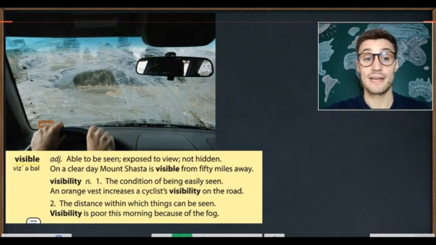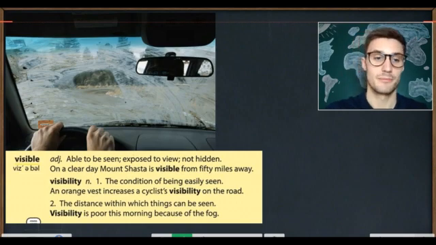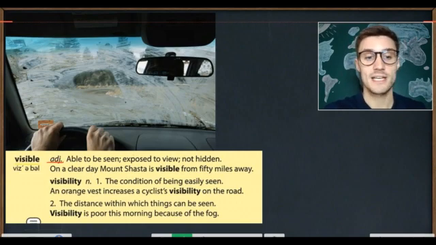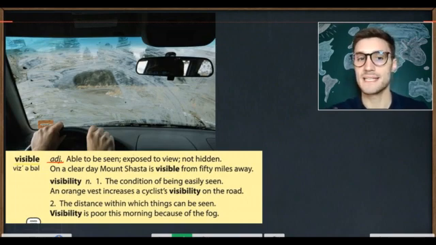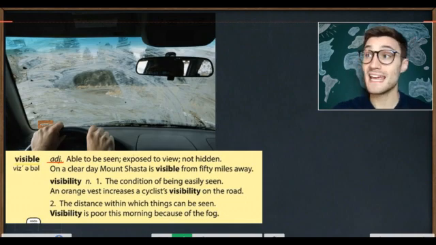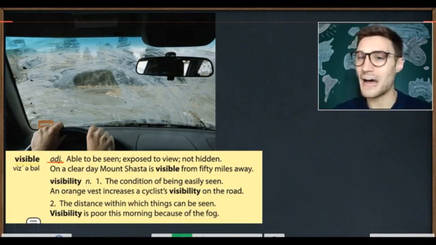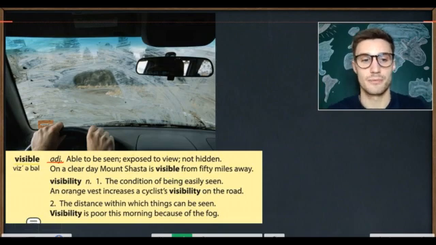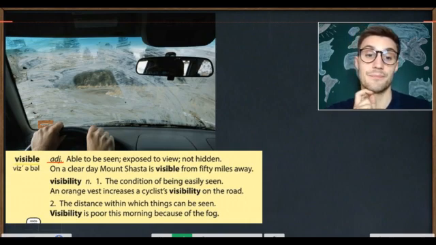The last word is visible. Visible. Now, visible has an adjective meaning. We use the word visible to describe something able to be seen. So if something can be seen, it is visible. Exposed to view, it's visible, not hidden. Today, there are no clouds in the sky. The sun is visible. On a clear day, Mount Shasta is visible from 50 miles away. So you can see it.